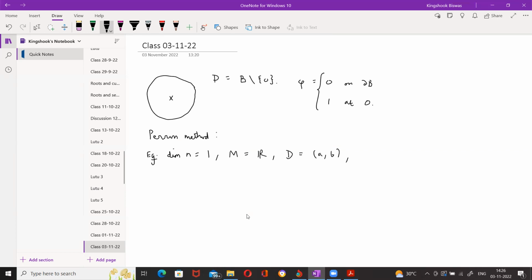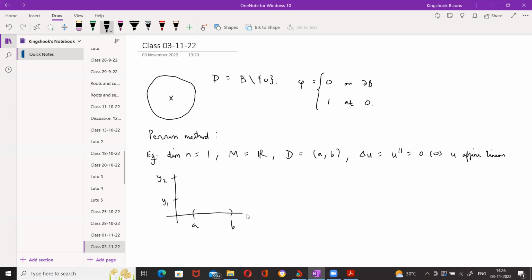Then Laplacian U is just U double prime, and this is 0 if and only if U is affine linear, that means it's of the form AX plus B. So here I have my domain and I'm fixing the boundary values. Let's say I want U of A to be some Y1 and U of B to be some Y2.